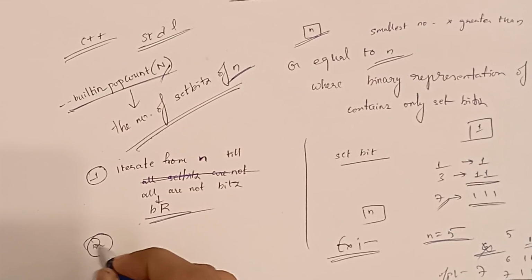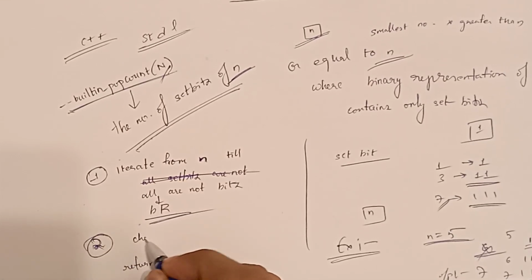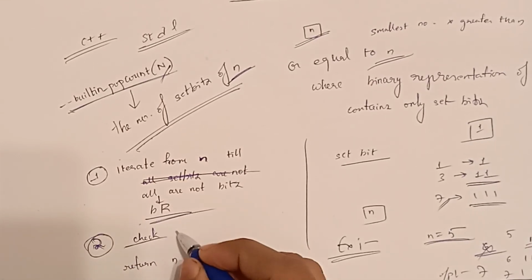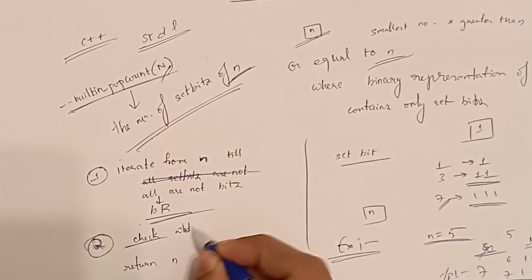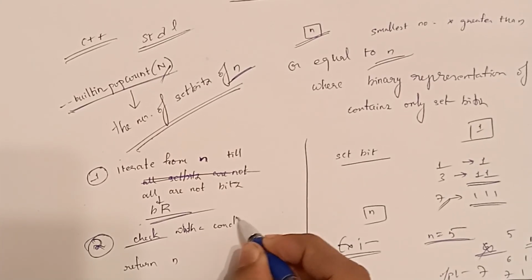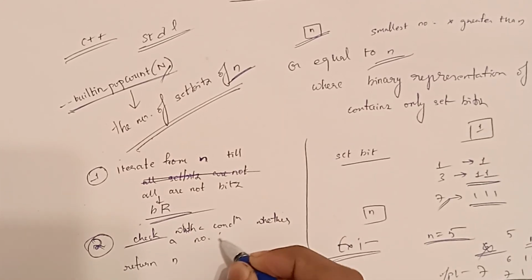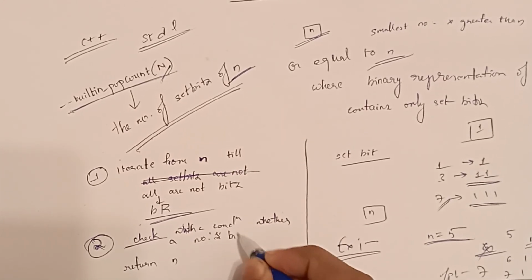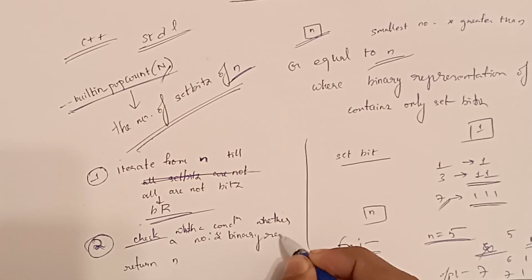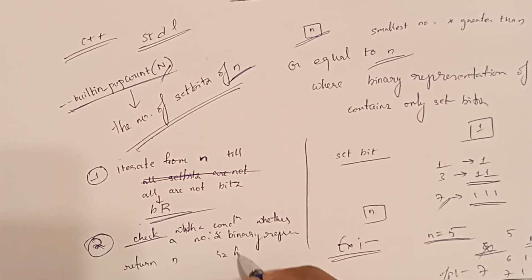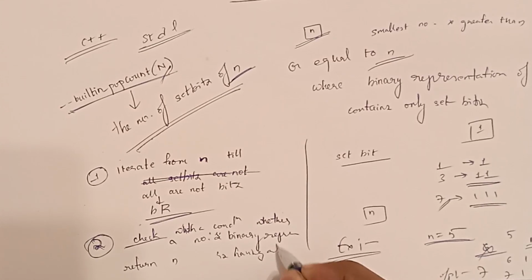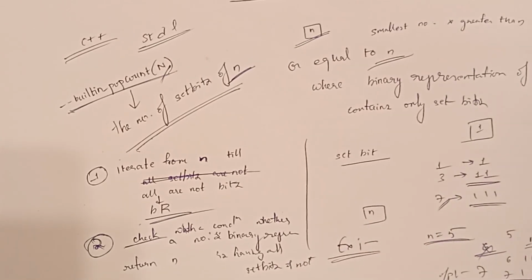So second thing which we need to do is check with a condition whether a number's binary representation is having all set bits or not. So we will be getting the code in the next few seconds.